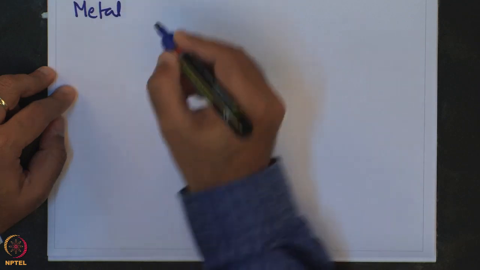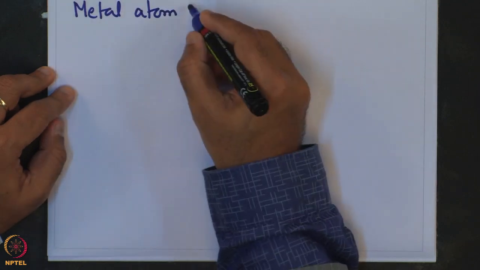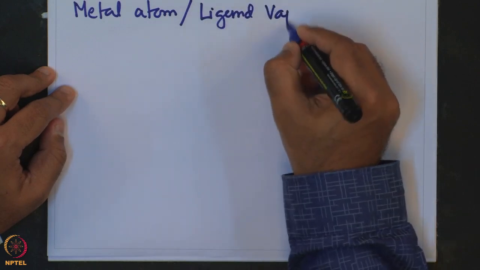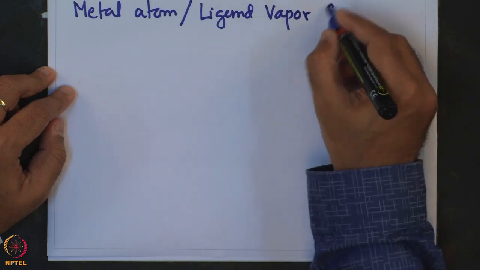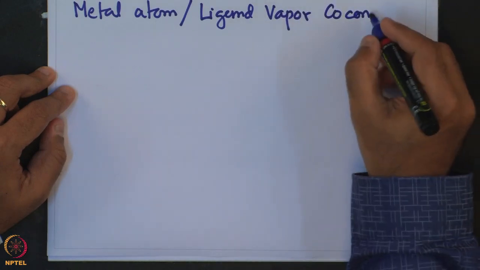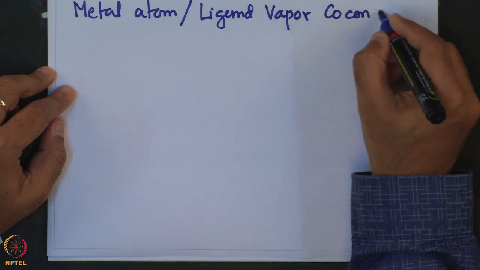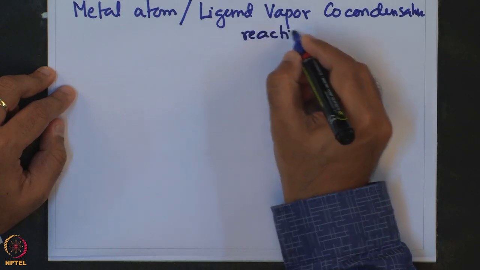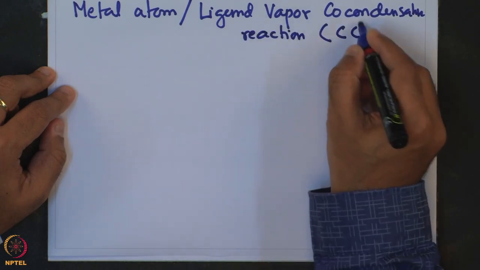So, one such important method is the metal atom ligand vapor co-condensation reactions. These are better known as CC reactions.